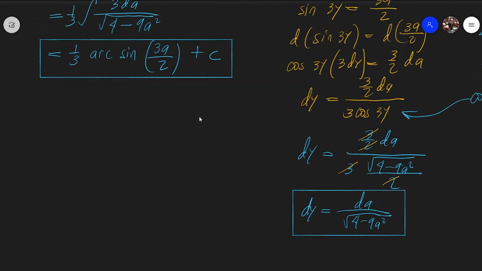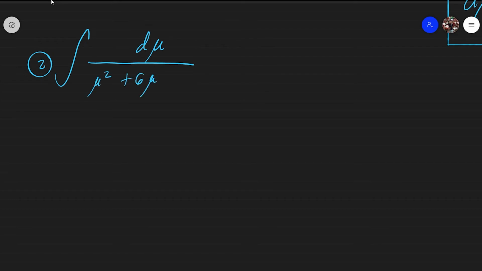Now, let's come to the second sample. So you have your example number 2, and that is equal to the integral of d mu all over mu squared plus 6 mu plus 10. So this is the given.